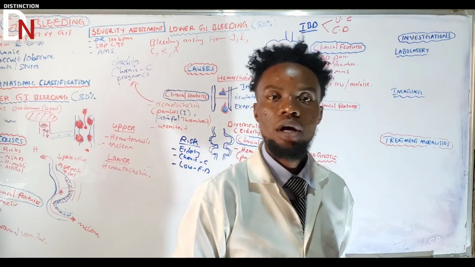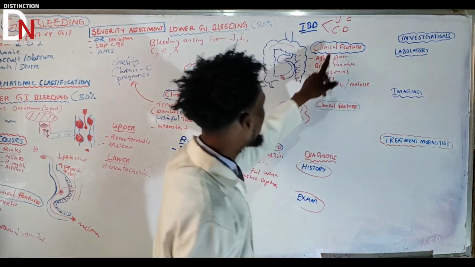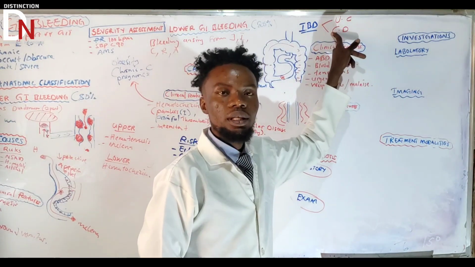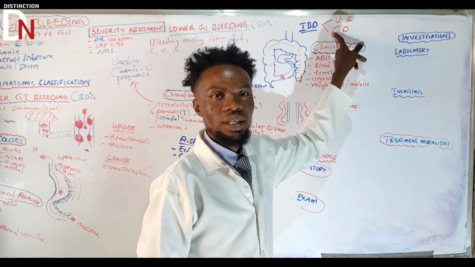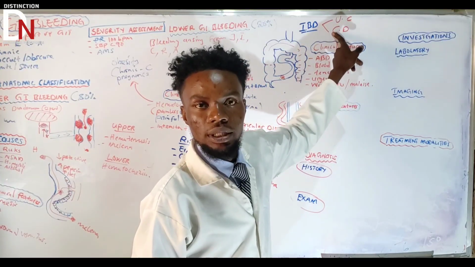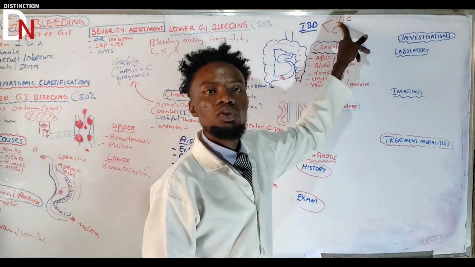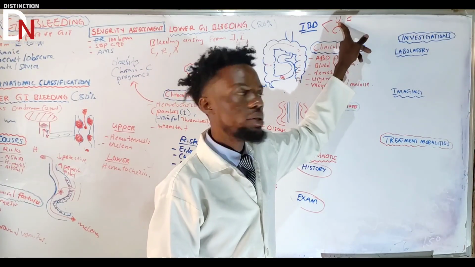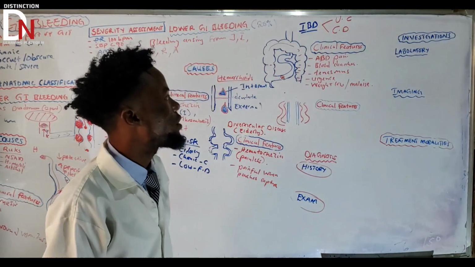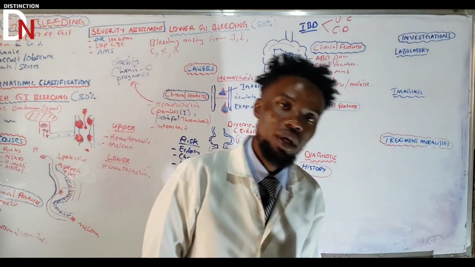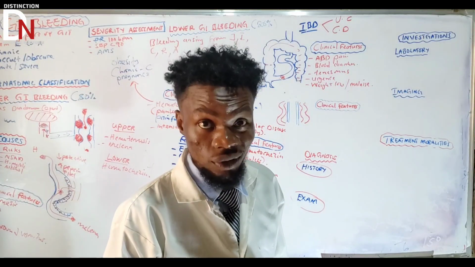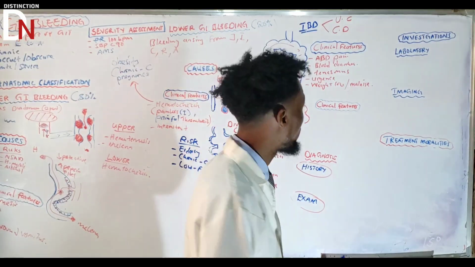And remember the types of ulcers that they cause. Crohn's disease can produce deep ulcers because of the transmural type of inflammation. Ulcerative colitis is going to have superficial ulcers. So these are the clinical features that are very, very important in Crohn's disease and ulcerative colitis. You need to know that.